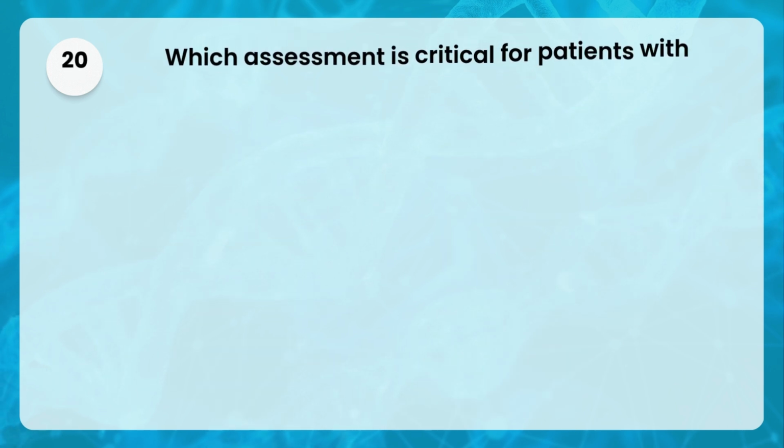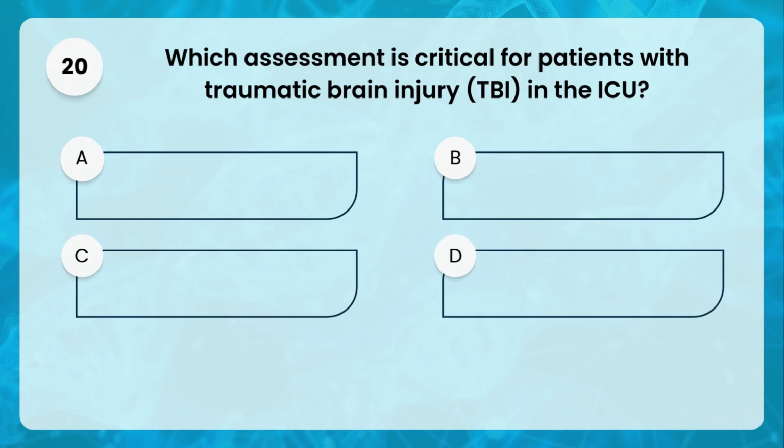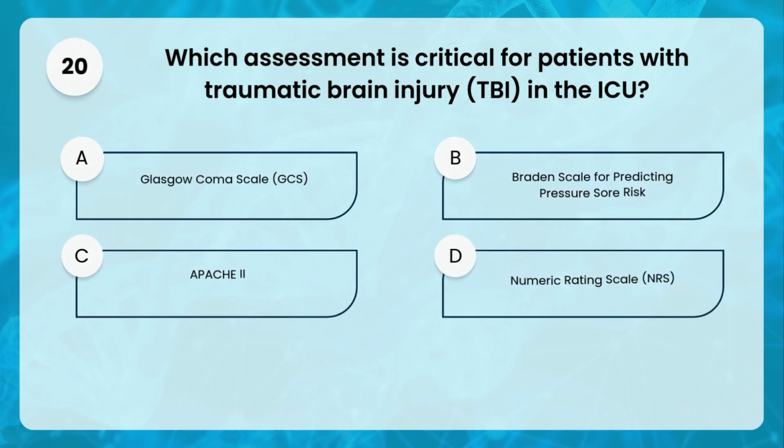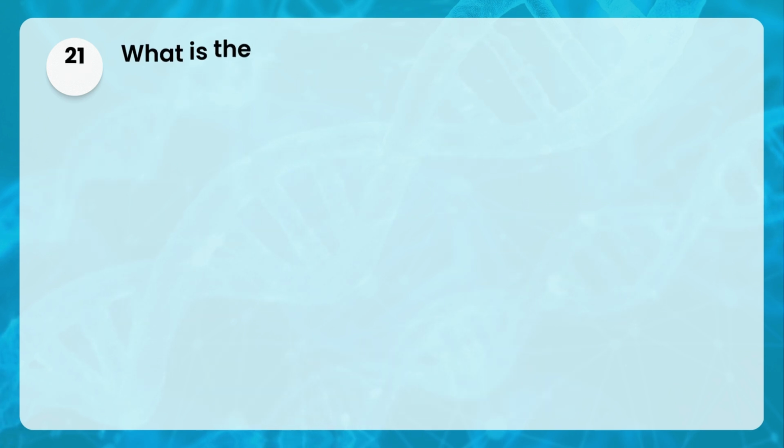Number 20. Which assessment is critical for patients with traumatic brain injury, TBI, in the ICU? A. Glasgow Coma Scale, GCS. B. Braden Scale for predicting pressure sore risk. C. APACHE II. Or D. Numeric Rating Scale, NRS. The answer is A. Glasgow Coma Scale, GCS.